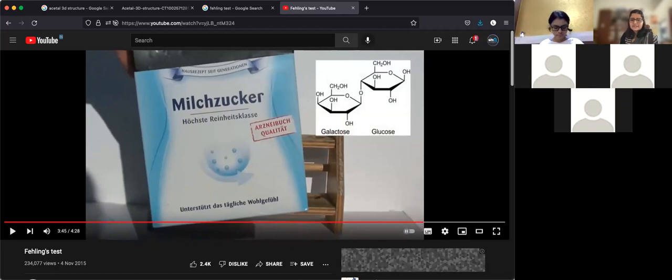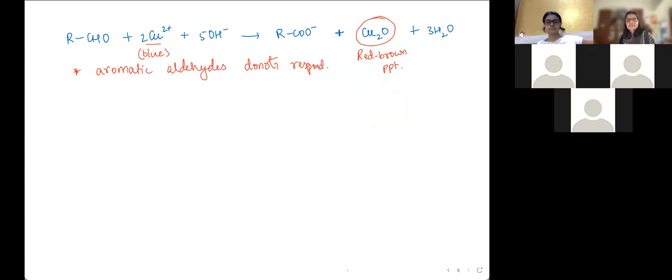But essentially that is Fehling's test. You prepare Fehling's reagent freshly by mixing 2 solutions, conveniently named Fehling A, Fehling B. And the test works because copper is reduced. So blue colored Cu2+ reduces to a red brown Cu+ copper oxide.